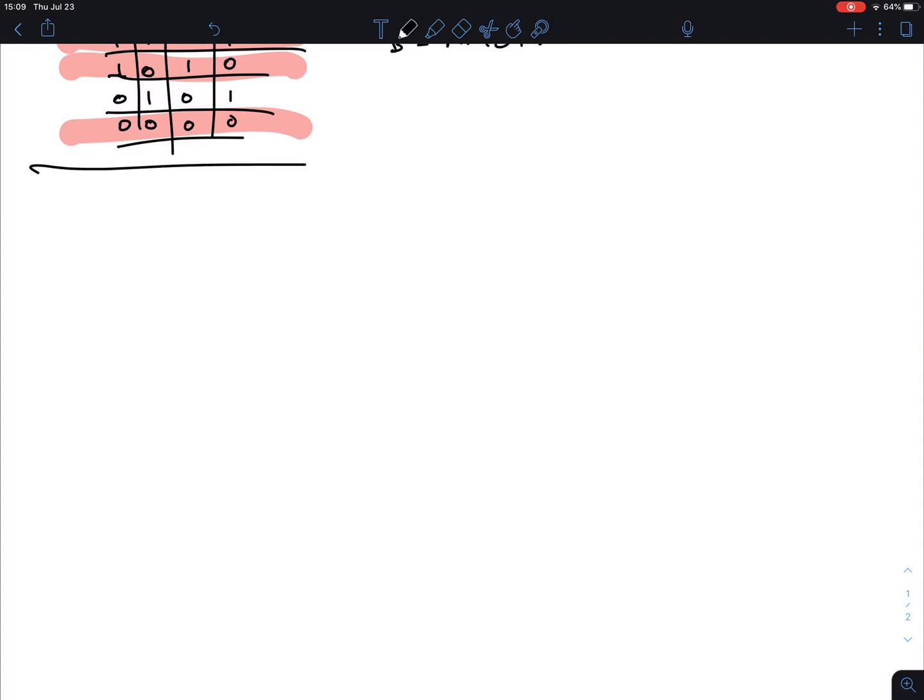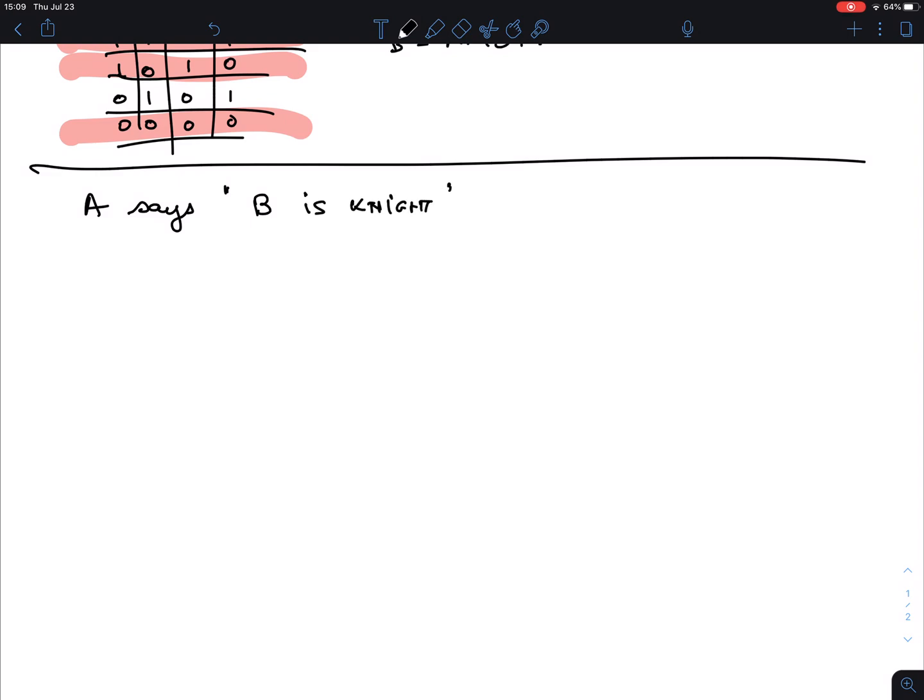Here, this one. Suppose another situation: A says B is a knight. So let me write it in words. B is a knight, and then B says A is a knight. Okay, so they are nice to each other, so to speak. I guess it's a badge of honor to be a knight. But okay, so let's make this again formally.